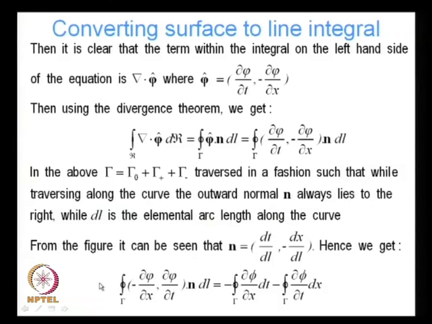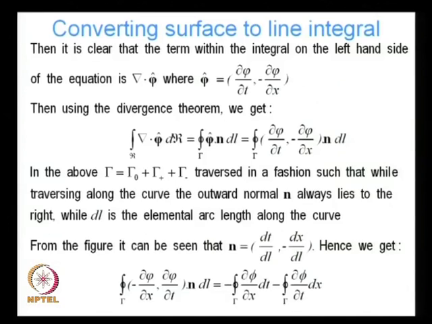and hence we get this integral as minus del phi/del x, del phi/del t, dotted with n. For some reason I have just changed the order, but that is not important. So, minus del phi/del x, del phi/del t dotted with n, and if I do that, I get minus del phi/del x dt, this dl cancels out. So, I get minus del phi/del x dt minus del phi/del t dx. So, this integral, that is what I get.